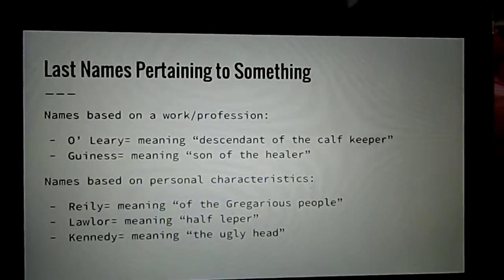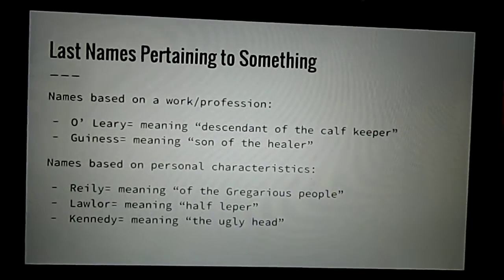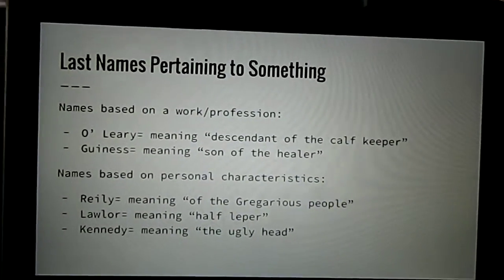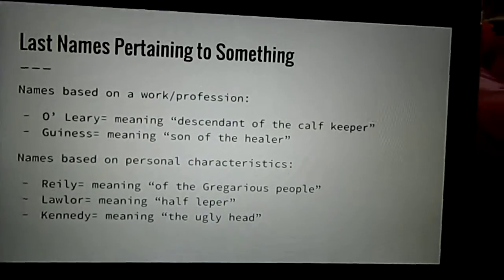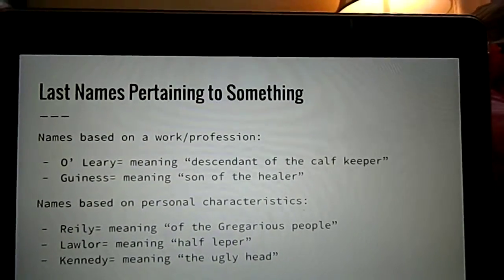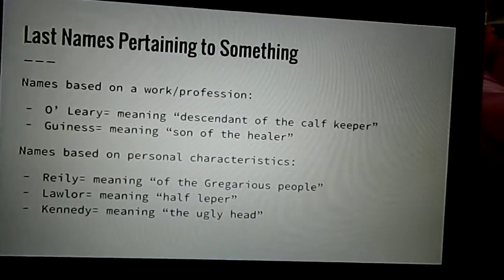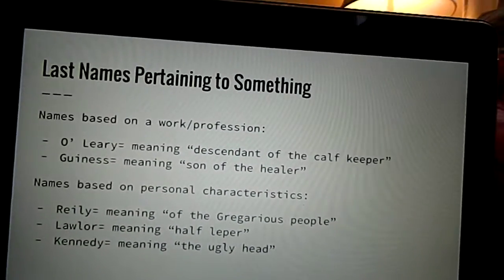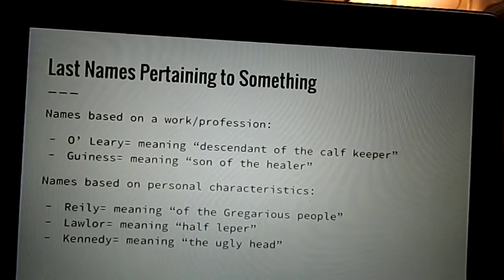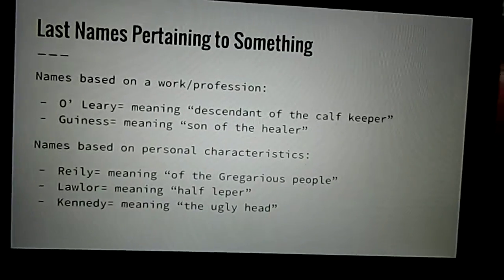So names based on a work or profession, I have two examples. O'Leary, it means descendant of the calf keeper. Guinness, which I'm sure everyone has heard that name, means son of the healer. Names based on personal characteristics. Riley means of the gregarious people. Lawler means half leper. And a funny one, I think, Kennedy actually means the ugly head.